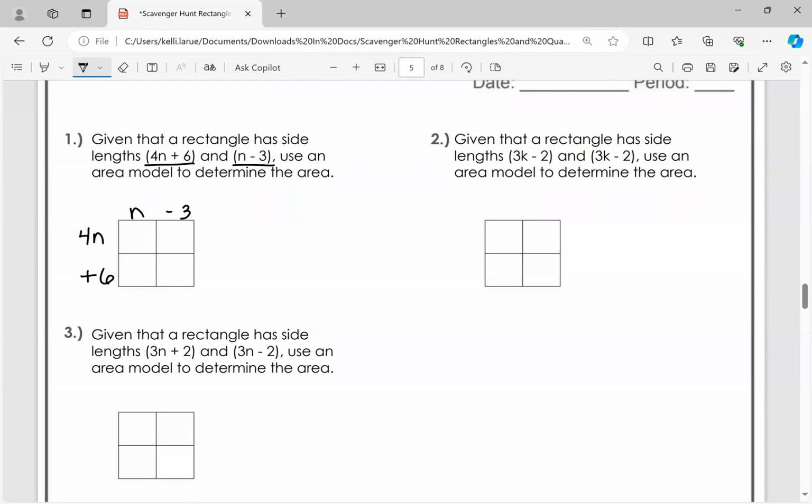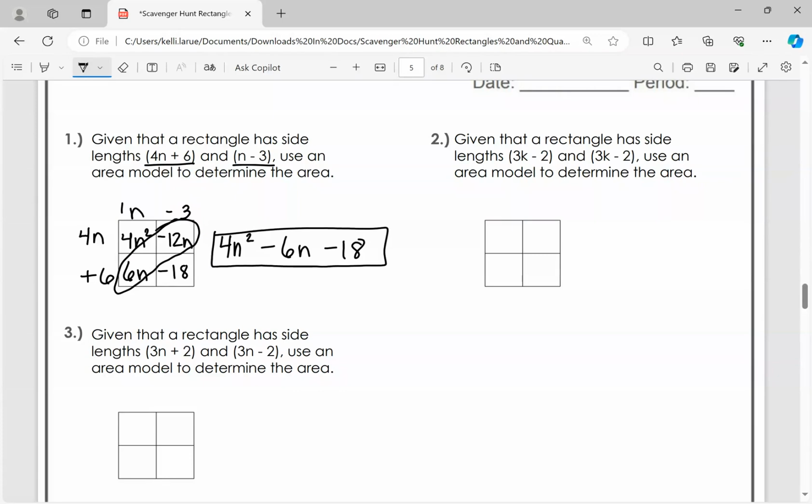diagram. So we have 4n times 1n. 4 times 1 is 4. N times n is n squared. 4n times negative 3. 4 times negative 3 is negative 12. And then we have the n. 6 times 1n. 6 times 1 is just 6. And the n. And then we have 6 times negative 3. That is negative 18. So the area of this scenario would be 4n squared. And we have 6n and negative 12n. So that's going to give us negative 6n and negative 18.